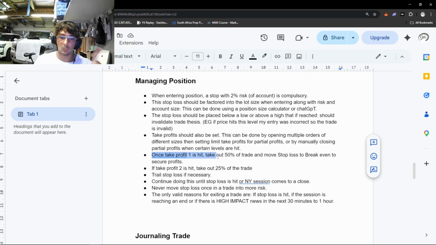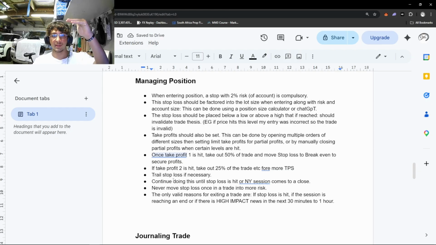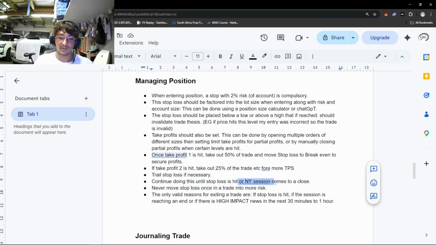Once take profit 1 is hit, take out 50% of our trade profits and move stop loss to break even to secure profits. If take profit 2 is hit, then take out 25% of the trade, etc., for more take profits. Trail stop loss if necessary. So as you're going into profit, you move your stop loss slowly into profit. Continue doing this until stop loss is hit or the New York session comes to a close.